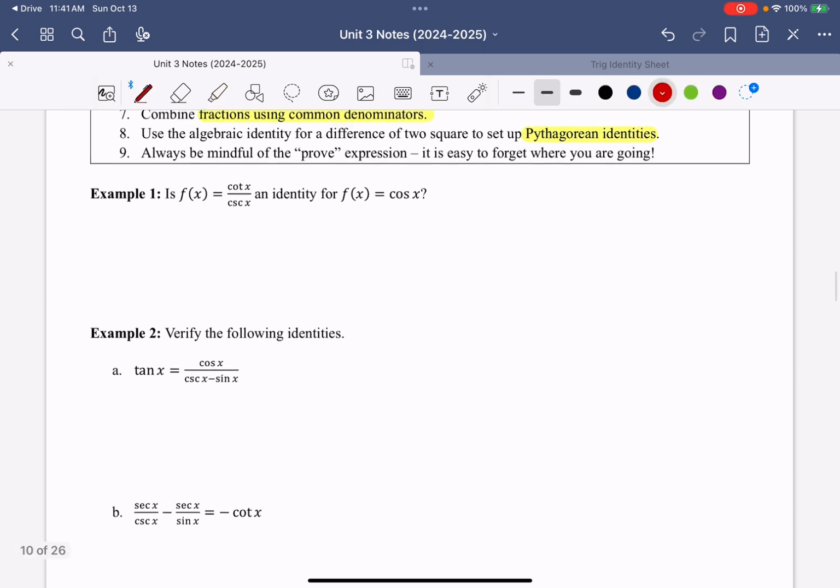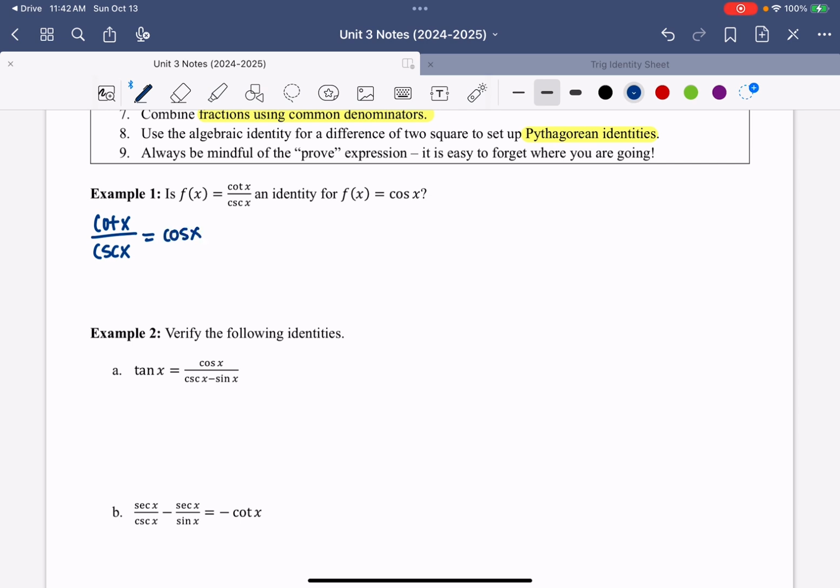Okay, so first we have this idea of an identity. And remember, an identity is just some sort of, how did we define it in the other section? In the other section, we said that the identity is just a statement that's true for all possible values. So what this first question is asking is whether this expression is always equal to cosine of x. So what we're going to do is see if cotangent of x over cosecant of x is always equal to cosine x.